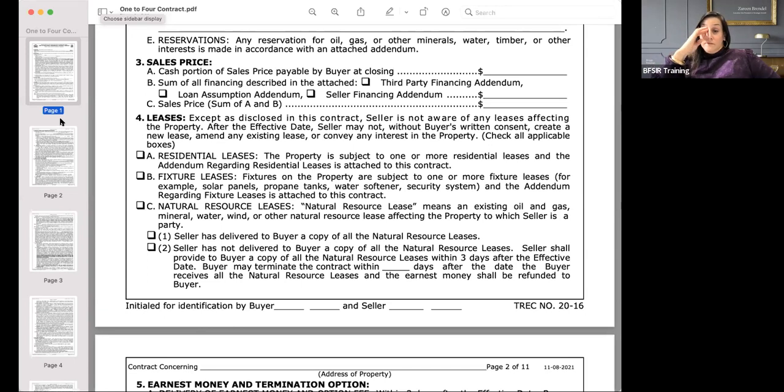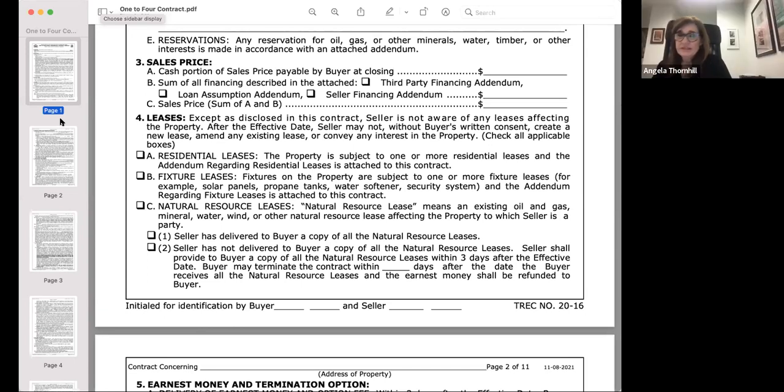Thank you. So paragraph 4 has to do with leases. This is if there is a lease on the property. This does not have to do with the seller leasing back under a seller's temporary lease.